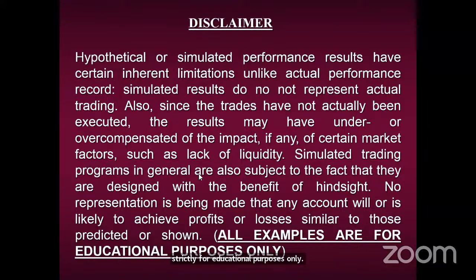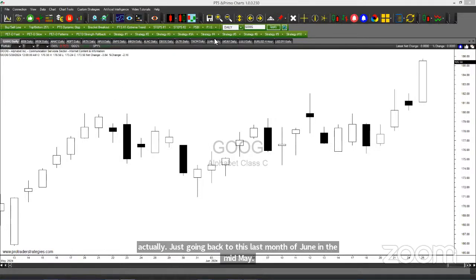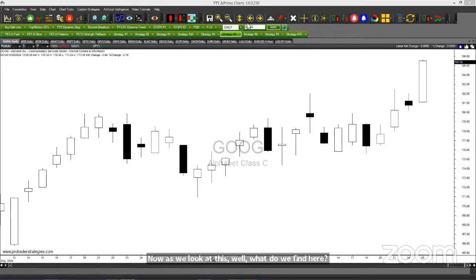Okay, so I'm toggling over to some live charts now. Let's look at Google. Here's an older chart of Google. Well, not that old, actually, just going back to this last month of June into mid-May. Now, as we look at this, what do we find here? We're looking to see that we have that 3-step process. So what do we have here? Well, the first process is right here. We have this upward slope, okay?